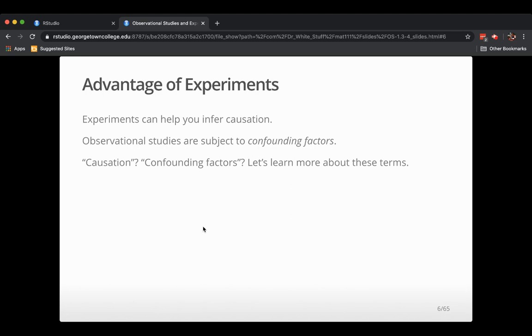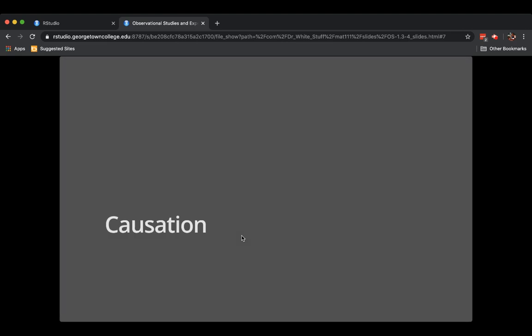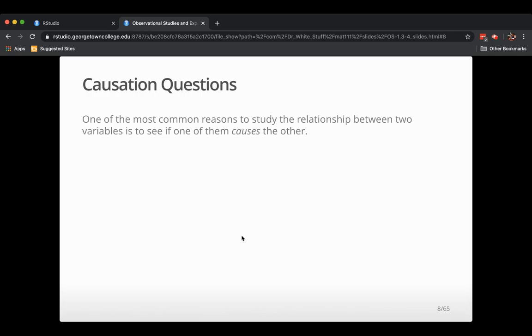So before I get into why experiments are so useful for studying causation and why they avoid confounding factors, let's learn more about those concepts. First of all, causation. That's one of the most common reasons that you want to study the relationship between two variables. It's to see if one of them causes the other.